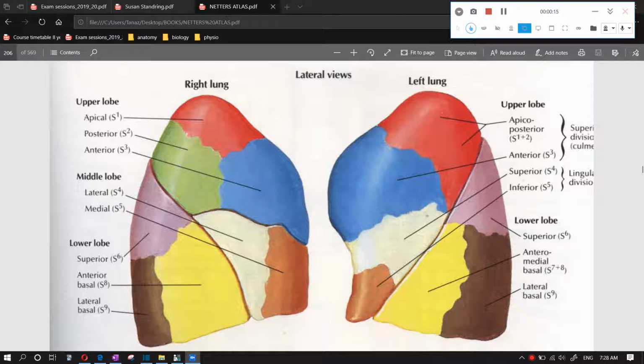But in the case of the left lung, the upper lobe and the lower lobe are also divided into parts. The first part is the apical, then we have the anterior part, then the superior part and the inferior part. And we have a projection inside the left lung known as the lingula.